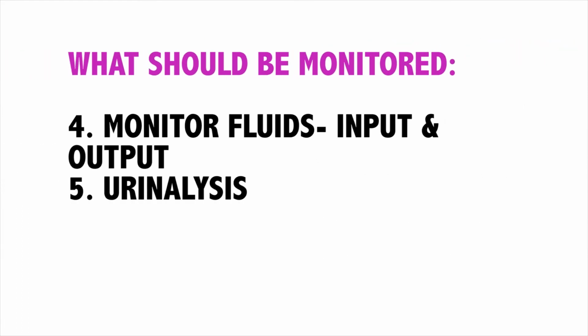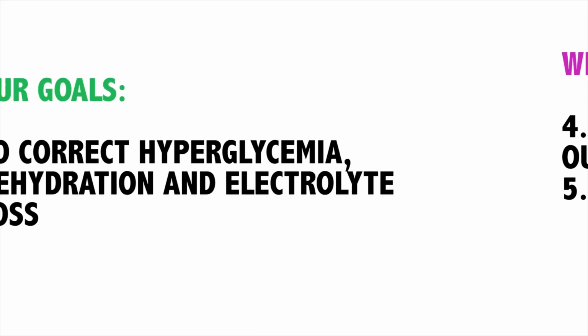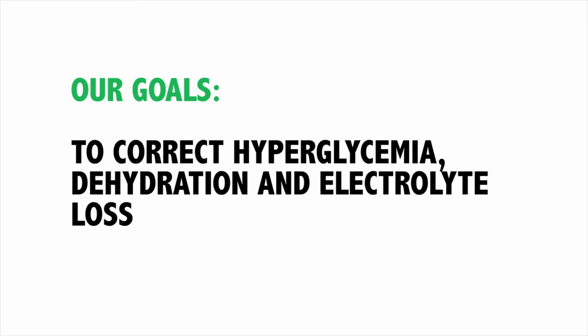Fluid status and urine output are to be closely monitored due to high risk of kidney failure and secondary to severe dehydration. A urinalysis is also important, as it is often a first step to identify any large amounts of ketones or glucose present in the urine, which indicates hypoglycemia. Our main focus is correcting the hypoglycemia, dehydration, and electrolyte loss.